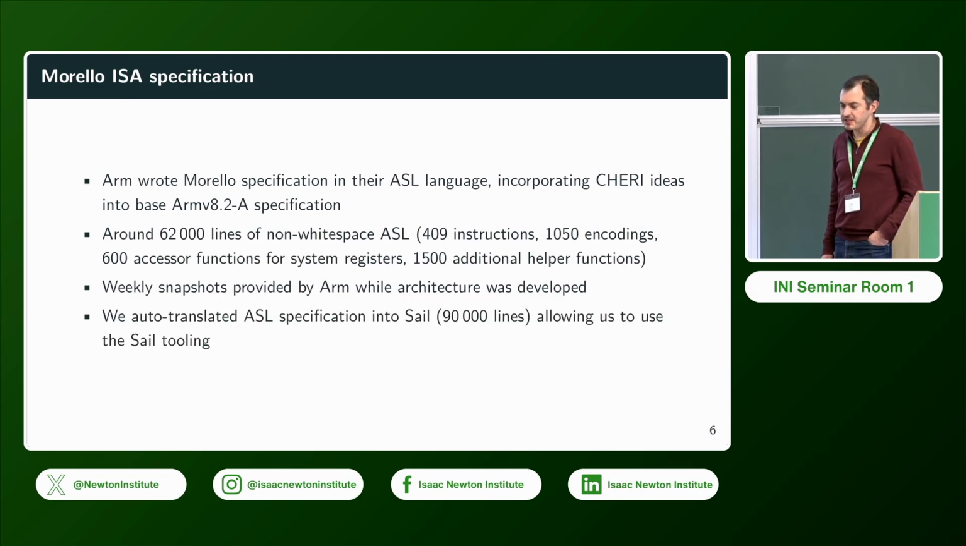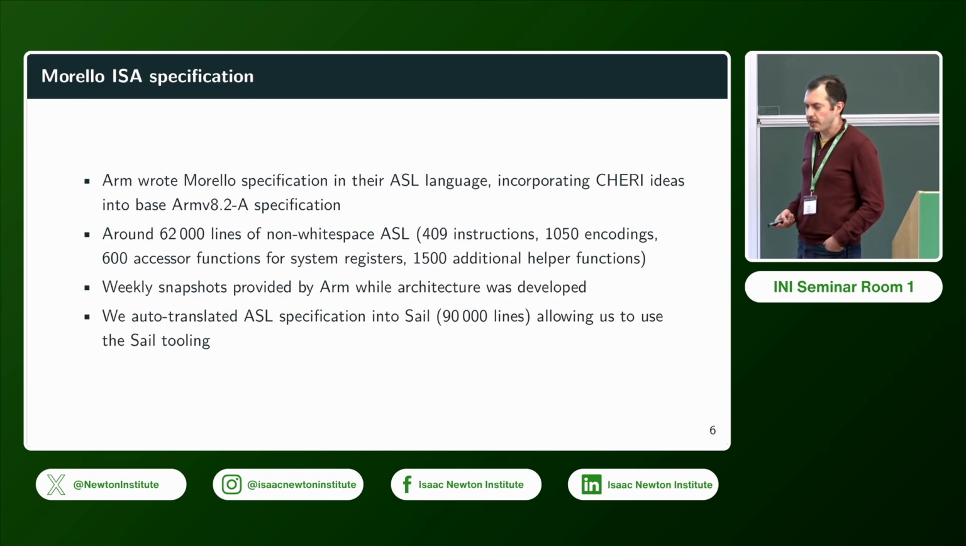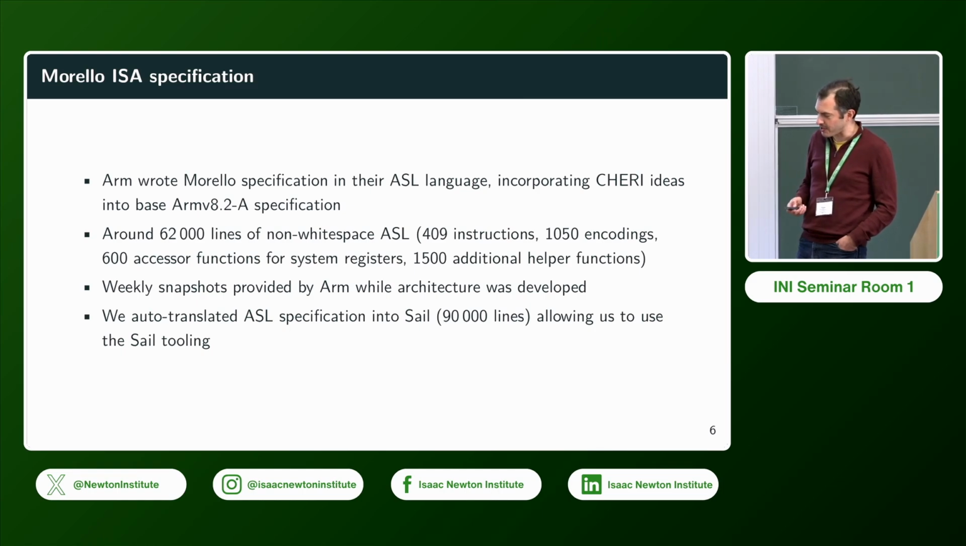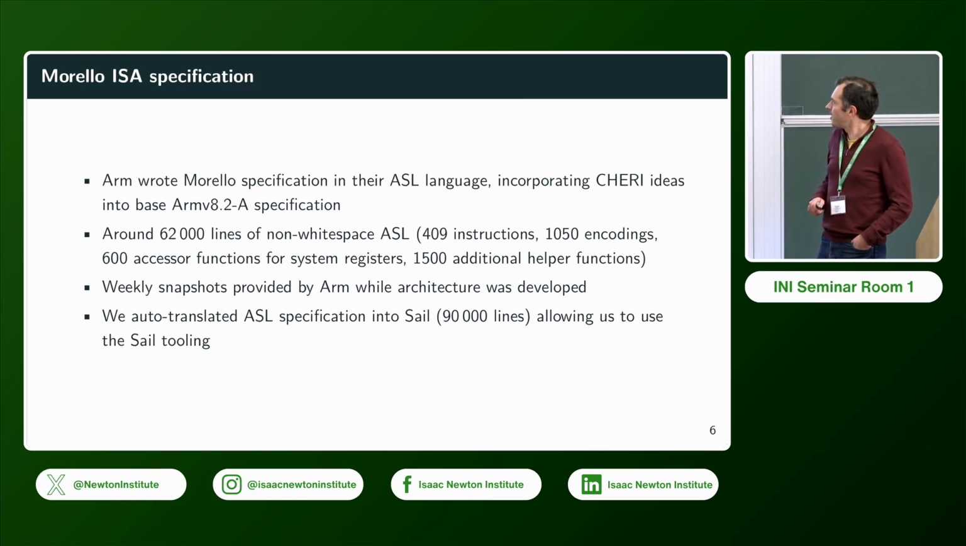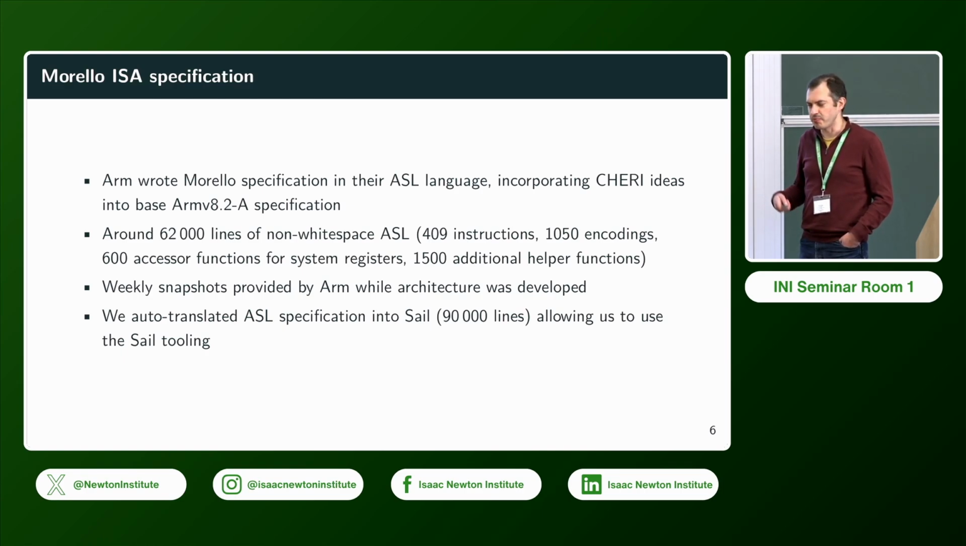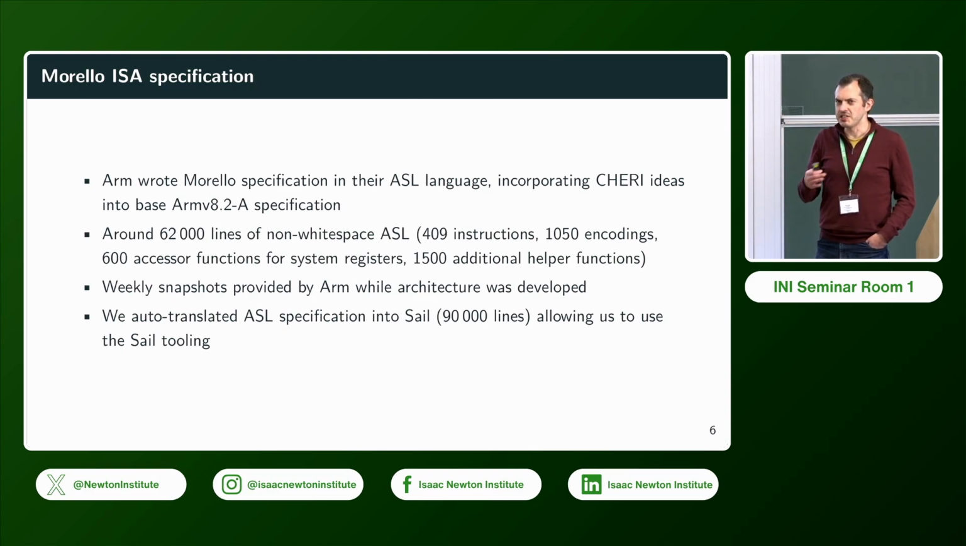And so what do we do with this? We automatically translated it using tooling that we already had for translating ASL into our SAIL language, which Alistair described the other day. And so it gets a bit bigger in the process. And we didn't just do this once. We did it whenever they gave us a snapshot, and then we looked at updating proofs and other work just to check that when they changed stuff, they changed what we were expecting them to, and what we thought was true still held true.